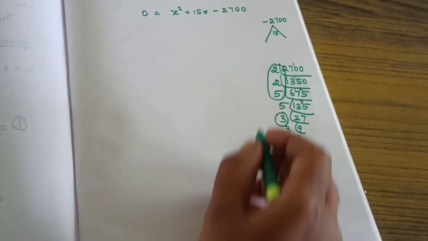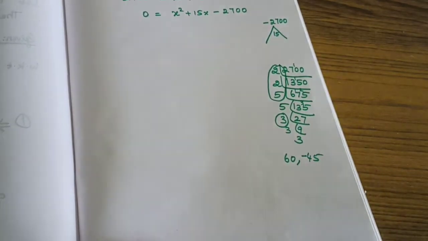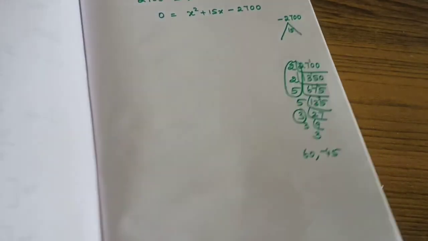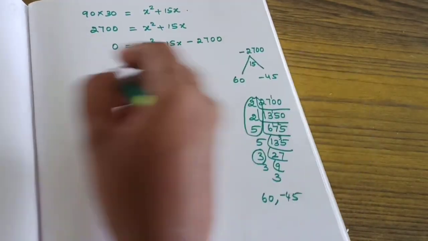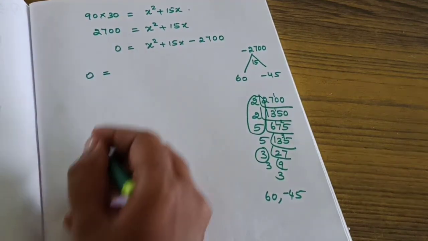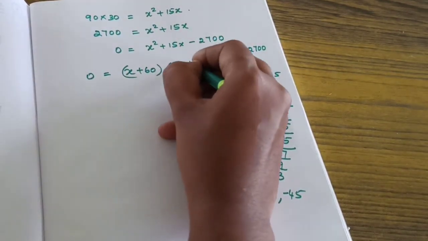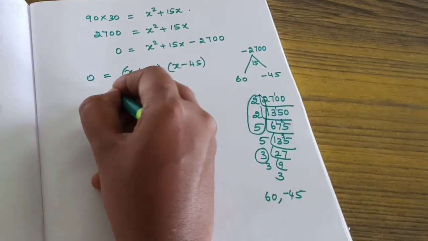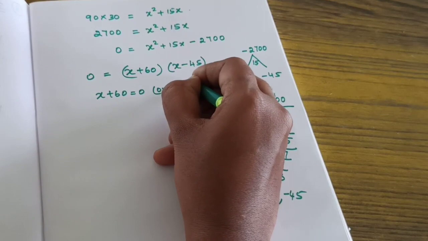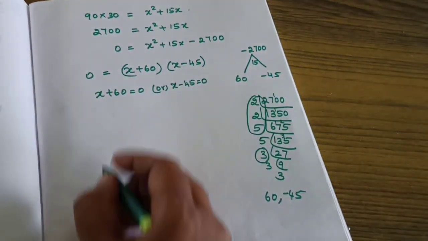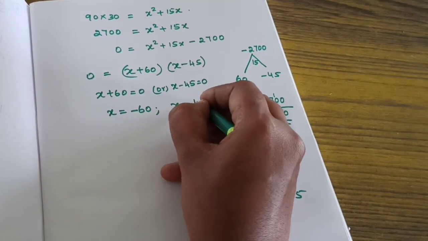So we are getting the answer, and minus value we need to take. So here minus means correctly it will come. So 60 minus 45 is 15. So 60 minus 45. So 0 is equal to x plus 60 into x minus 45. So x plus 60 equal to 0 or x minus 45 equal to 0. So x is equal to minus 60 or x equal to 45.